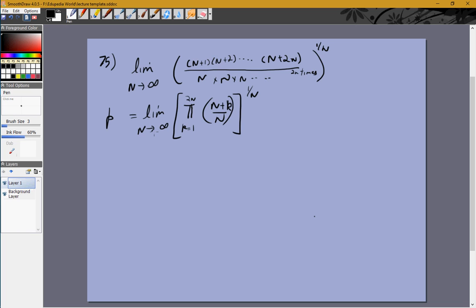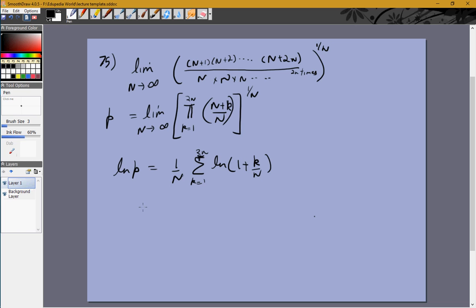Now we can take the log of both sides. That will bring out this 1 by n as a factor, and this product of pi will turn into a sum. So ln p is equal to 1 by n times sum of k is equal to 1 to 2n of ln of 1 plus k by n. Right? Now this is where it becomes interesting. Since n goes to infinity, 1 by n is very, very small.